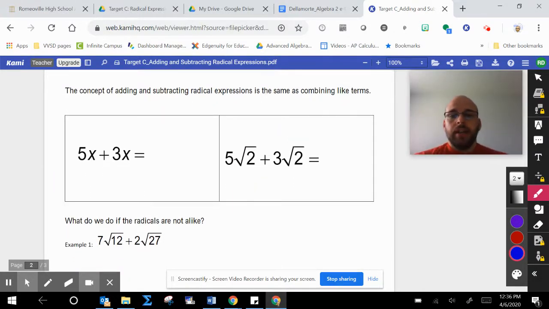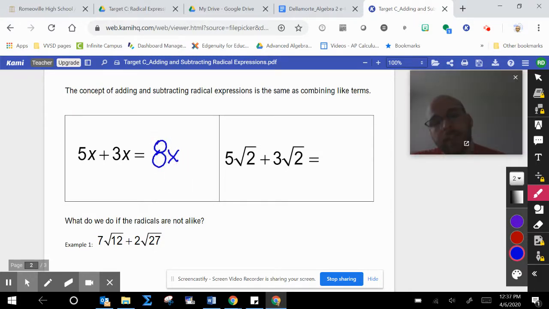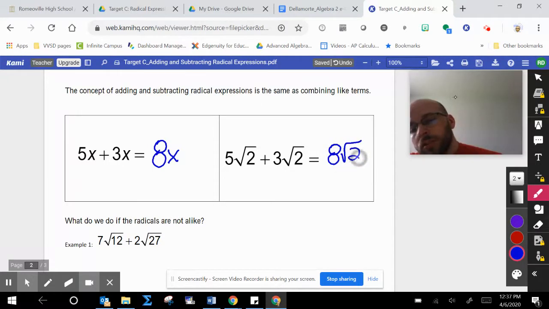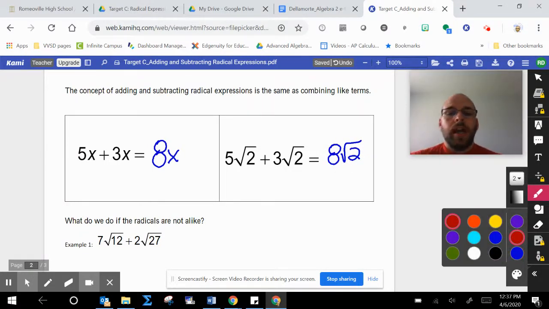The concept of adding or subtracting radical expressions is the same as combining like terms, okay? In the first little problem here of my table, I have a 5x plus 3x. And if we just combine like terms, you're just going to get an 8x. Now, for the second problem, we do it almost exactly the same way. I have 5 square roots of 2 plus 3 square roots of 2 is just going to give me 8 square roots of 2.